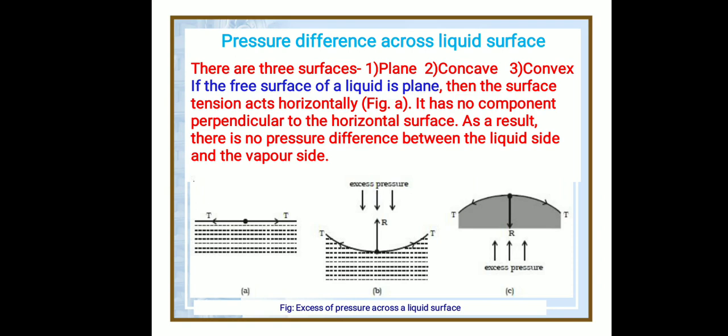If we take mercury in a glass, then we'll get a convex shape, as the angle of contact between mercury and glass is greater than 90 degrees, or we can say obtuse. So in this way we will get plane, concave or convex surfaces, and the excess pressure applied on the plane surface is 0, while excess pressure on a concave surface is in the downward direction, and excess pressure on a convex surface is in the upward direction.